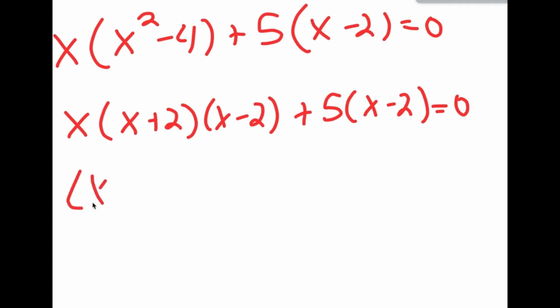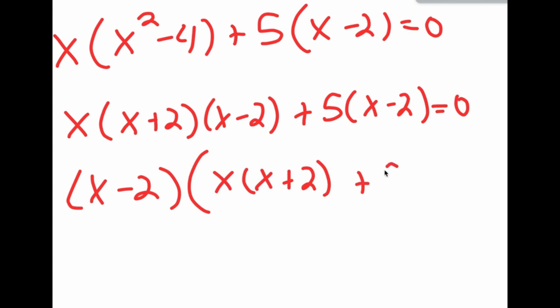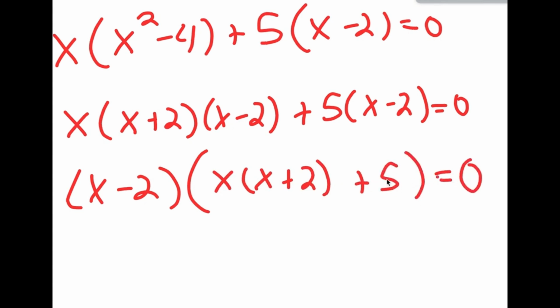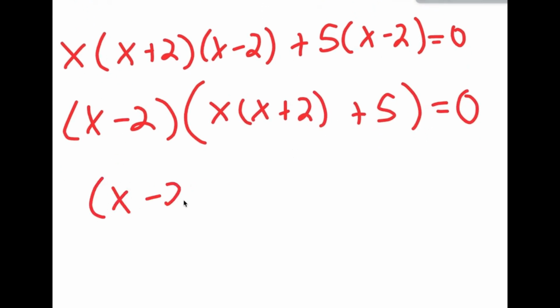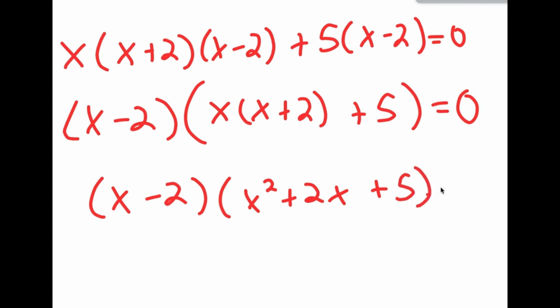Now from here, I can factor out x minus 2. So I get x minus 2 times x squared plus 2x plus 5 is equal to 0. And this simplifies to x minus 2 times x squared plus 2x plus 5 is equal to 0.